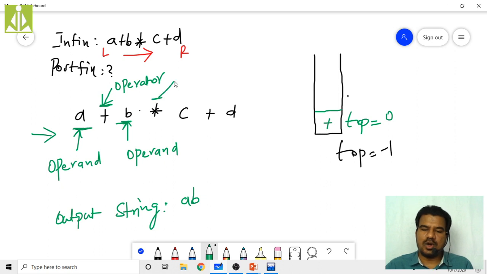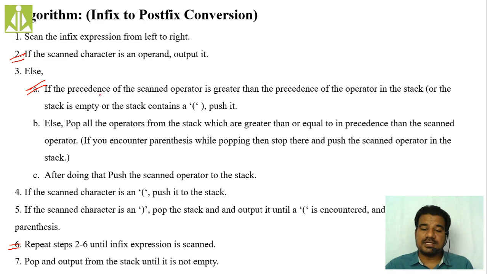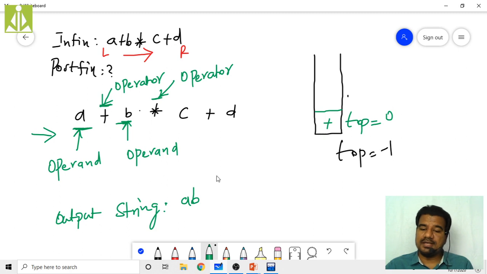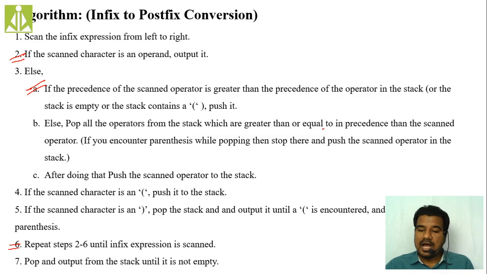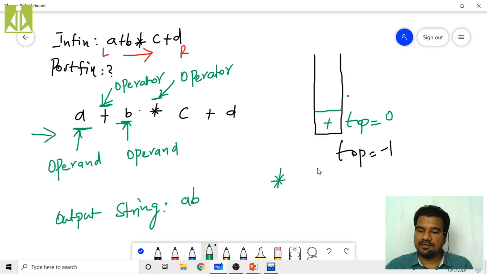Next we have the multiplication sign. It is an operator. So what do we have to do? If the precedence of the scanned operator is greater than the precedence of the operator in the stack. Here we have two operators now. My scanned operator is the star sign, and the operator in the stack is the plus operator.